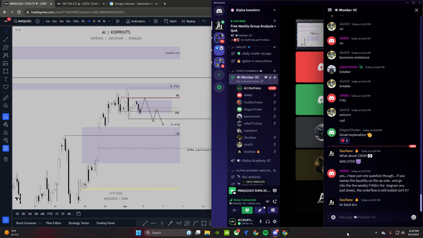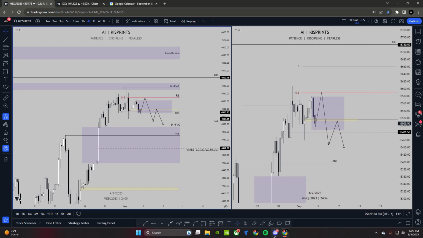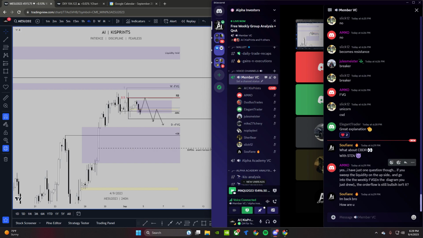Yes, I have one question though. If you sweep the liquidity on the upside and go into the weekly fair value gap in the diagram you just drew, the order flow is still bullish, isn't it? Hold up, let me read that again. If you sweep the liquidity on the upside, which is this one right here, right? You're talking about this liquidity sweep?